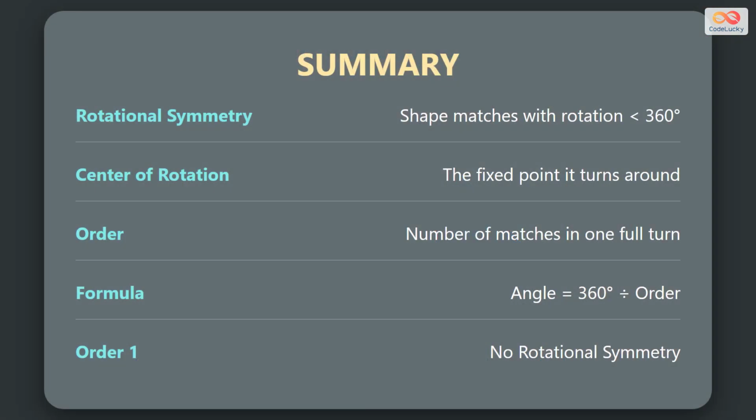To summarize, rotational symmetry exists when a shape matches its outline with a turn of less than 360 degrees. The center of rotation is the pivot point. The order is how many times it matches in a full circle. And remember, if the order is 1, there is no rotational symmetry.